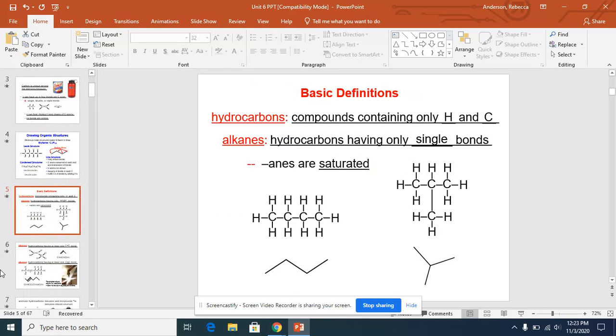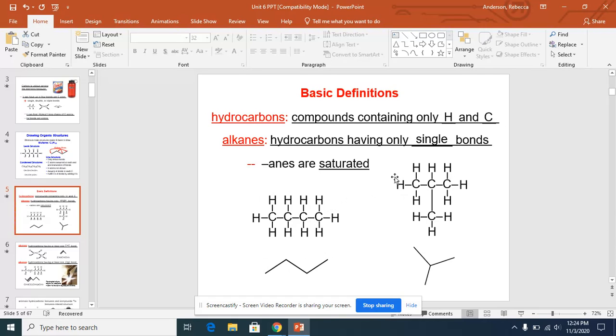So basic definitions, we're going to talk about different types of organic compounds and the different categories. Hydrocarbons are compounds that only contain H and C, or hydrogen and carbon, nothing else. Alkanes are hydrocarbons that only have single bonds. So here you notice there is not one double bond, there's not one triple bond, they are all single bonds.